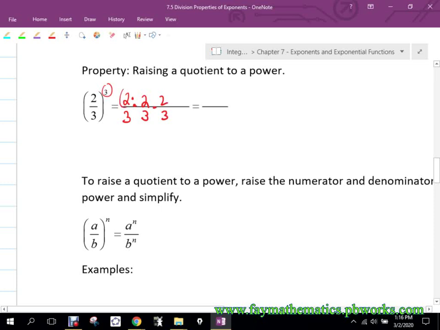Now, how many 2's would you really have on top? 3. You have 3 2's on top. How many 3's do I have on the bottom? 3. So do you see, hopefully, the pattern? This was 2 to the first over 3 to the first, right? The pattern is to take that number as the exponent and apply it to the top and to the bottom, and it generates that. We talked briefly about that on Friday.